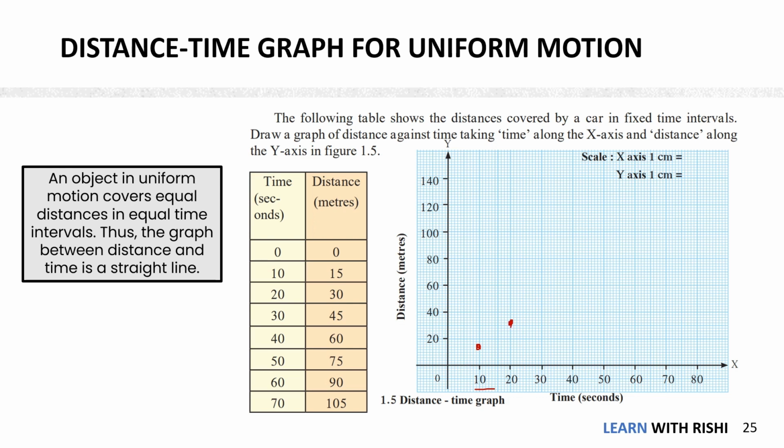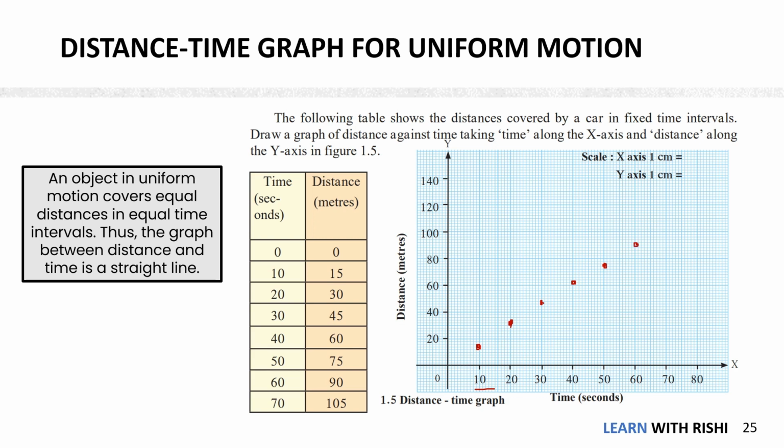Similarly, after 30 seconds the distance was 45 meters, which is somewhere here. After 40 seconds the distance was 60 meters, which is somewhere here. After 50 seconds the distance was 75 meters, so 75 meters comes here. And after 60 seconds the distance was 90 meters, so between 80 and 100 we have 90, and so on. You can plot it.